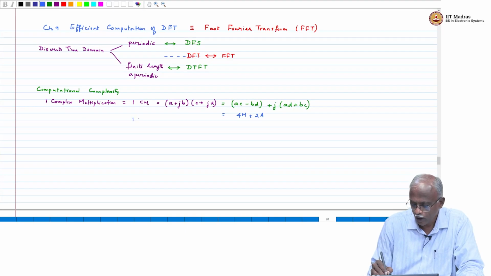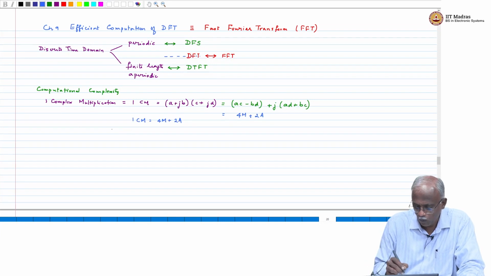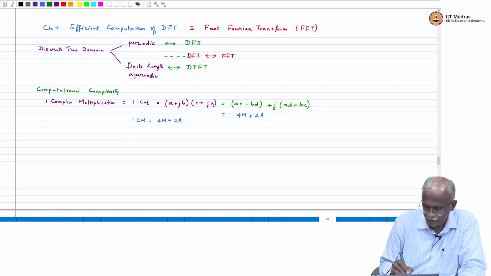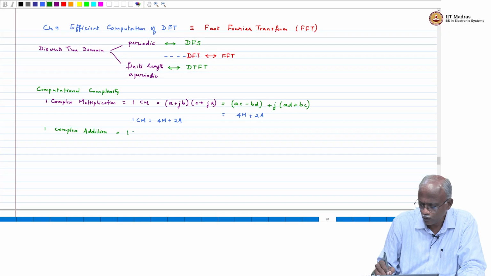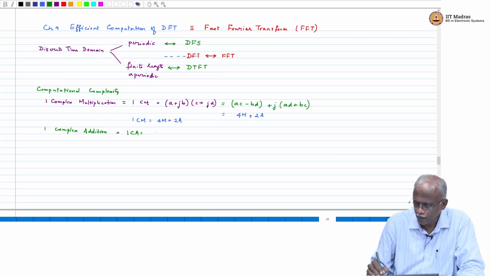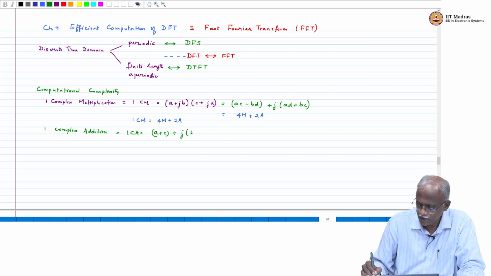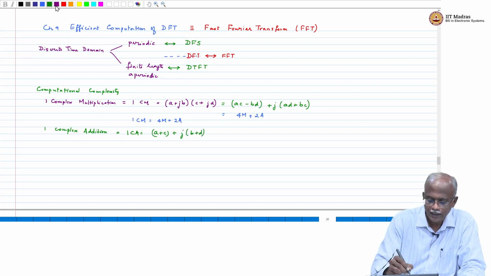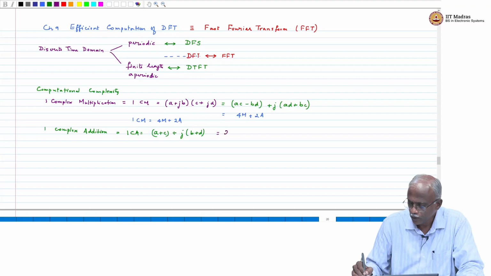So one complex multiplication is equal to 4 real multiplications plus 2 real additions. Similarly, one complex addition, 1 CA, is equal to (A plus C) plus j times (B plus D). Basically, it's the same as 2 additions.